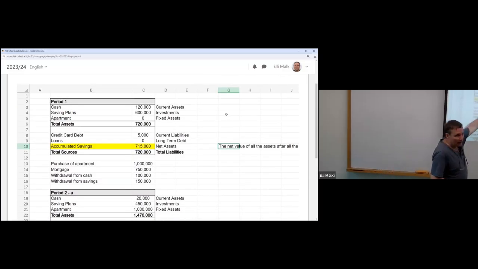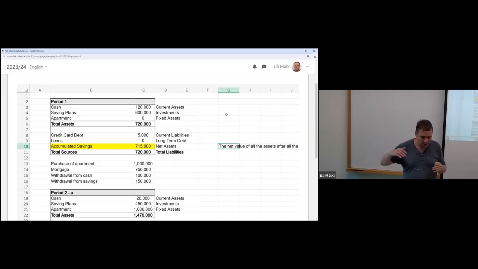So if I take all my assets, cash and savings, and I pay my debt to the credit card company, this is what is left: 715,000. That is my net assets, which has basically twofold meanings. One is the difference between my assets and liabilities, and the second is my accumulated saving. I will show you how these two terms are basically the same thing.